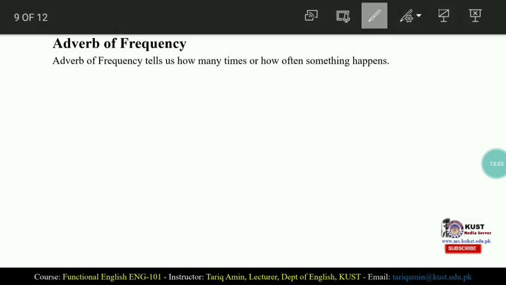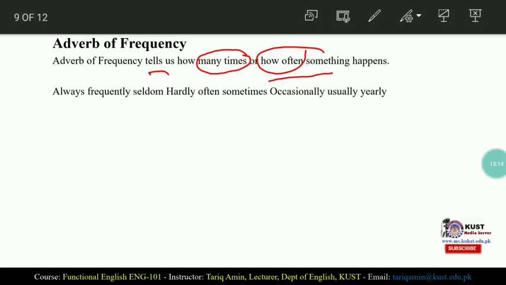Adverb of frequency tells us how many times or how often something happens. Always, frequently, seldom, hardly, often, sometimes, occasionally, usually, yearly. These are all examples of adverbs of frequency because they show how many times an action happens or how often an action happens.